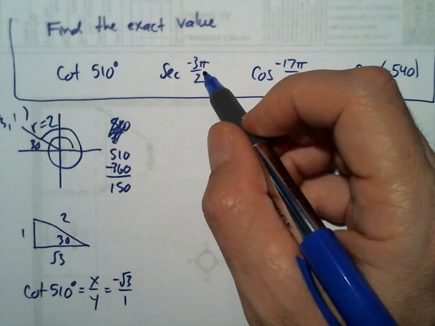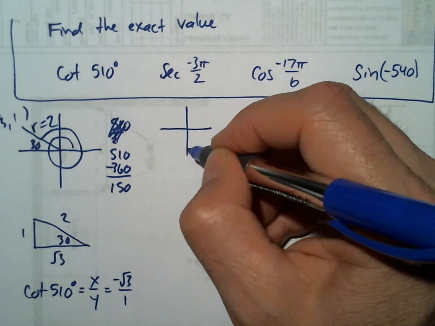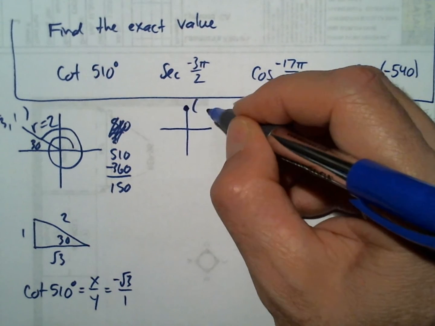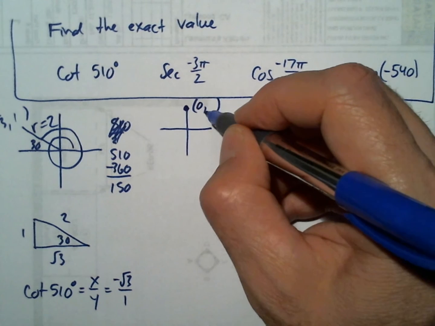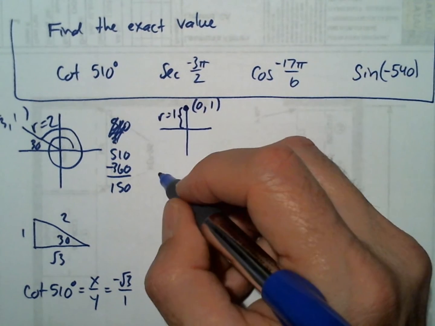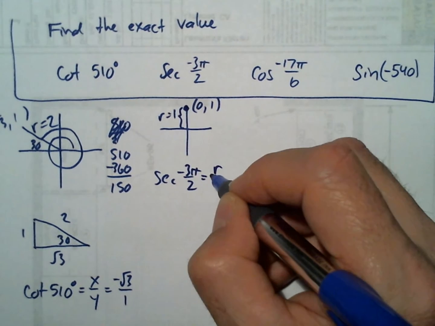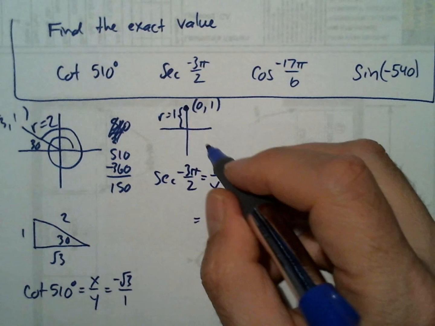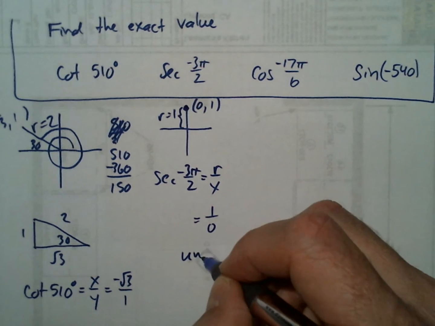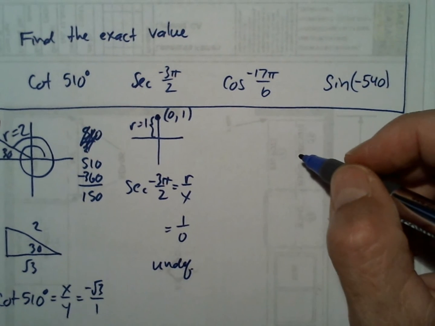And here we have negative 3 pi over 2. There's pi over 2, negative pi over 2, 2 pi over 2, 3 pi over 2. We know it's up there. The x is 0, y is 1, and r is 1. And that's r over x, so we get r over x undefined. Alright, pause the video and try these.